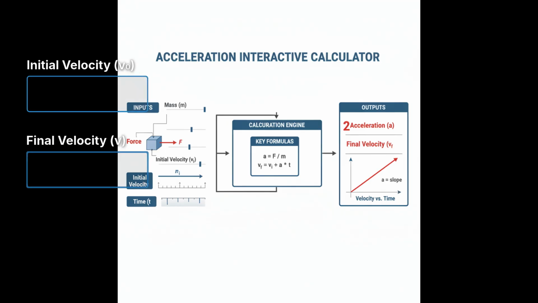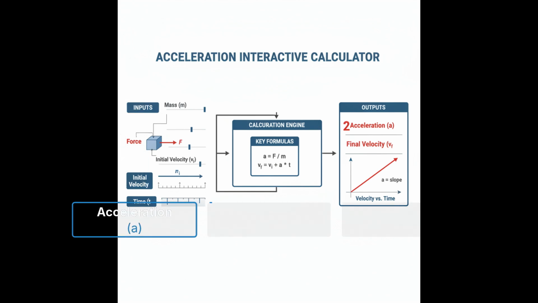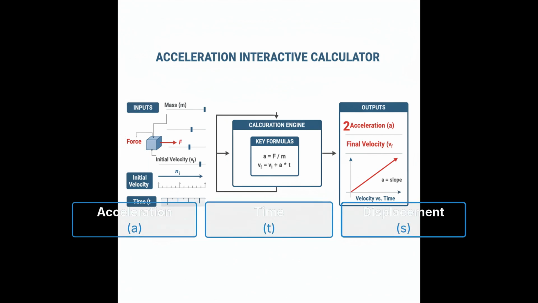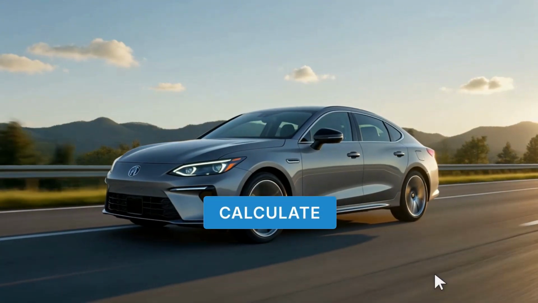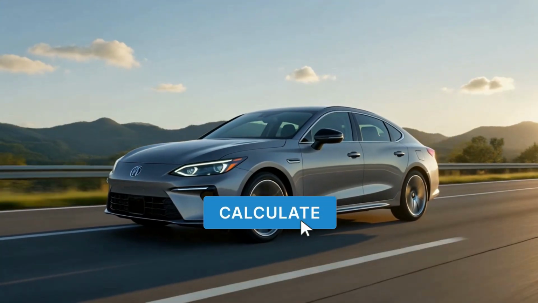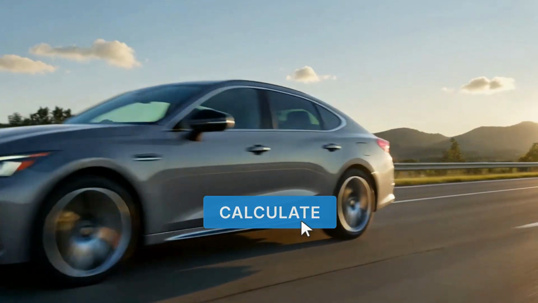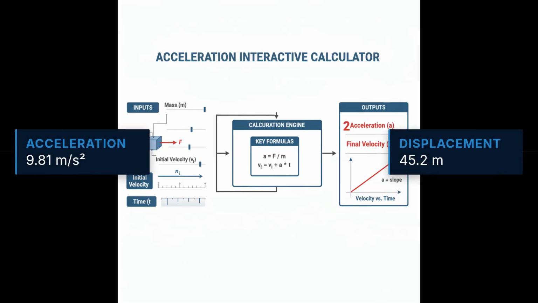The input fields are initial velocity v0, final velocity v, acceleration a, time t, and displacement s. For our worked example, let's analyze a vehicle accelerating from rest. When you enter your values and click Calculate, the results appear in multiple output fields.